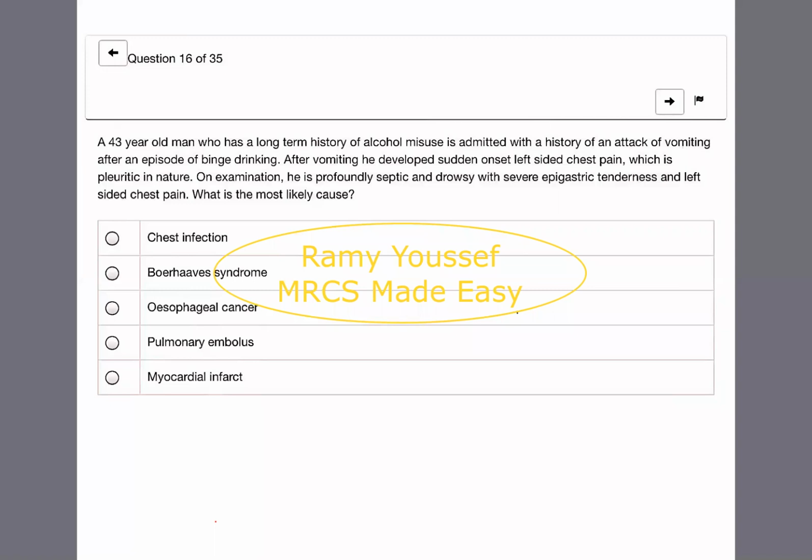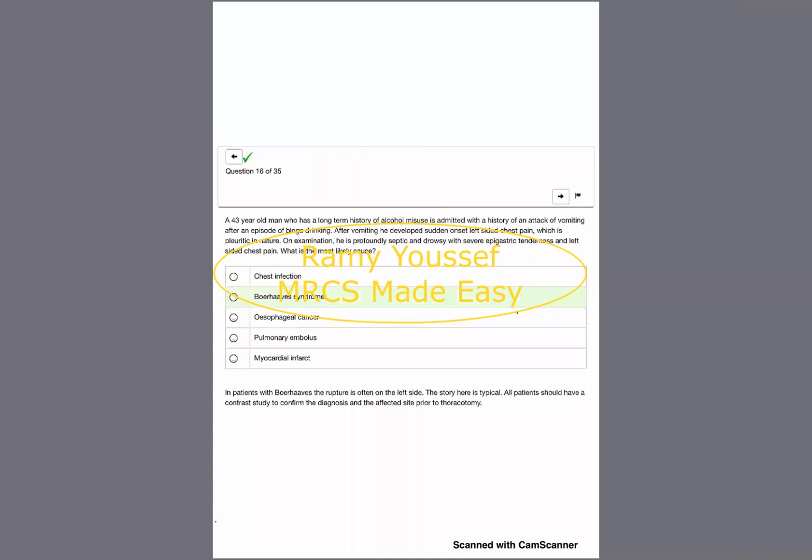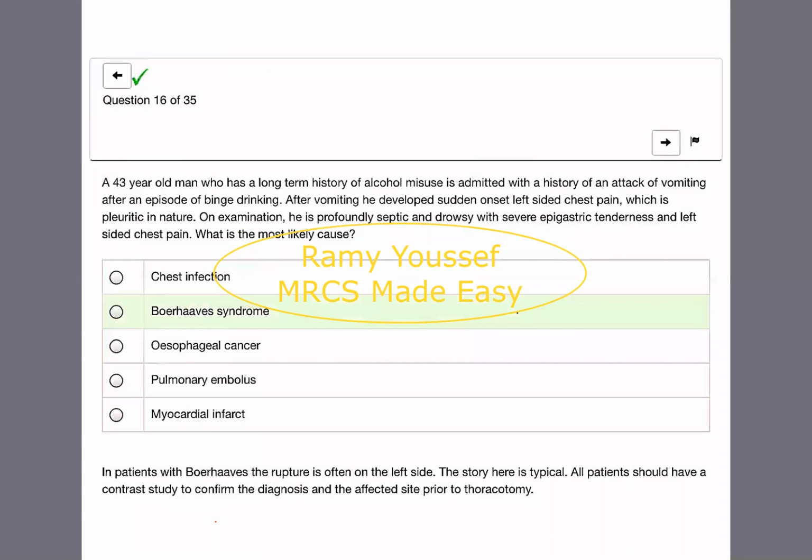And there is nothing in the scenario related to this. Pulmonary embolism, nothing in the scenario about septicemia or drowsiness or pleuritic chest pain or the left chest pain that points to a pulmonary embolus. Myocardial infarction, the same. So the only one is esophageal injury, which is Boerhaave syndrome. Okay? Yeah. Next question.